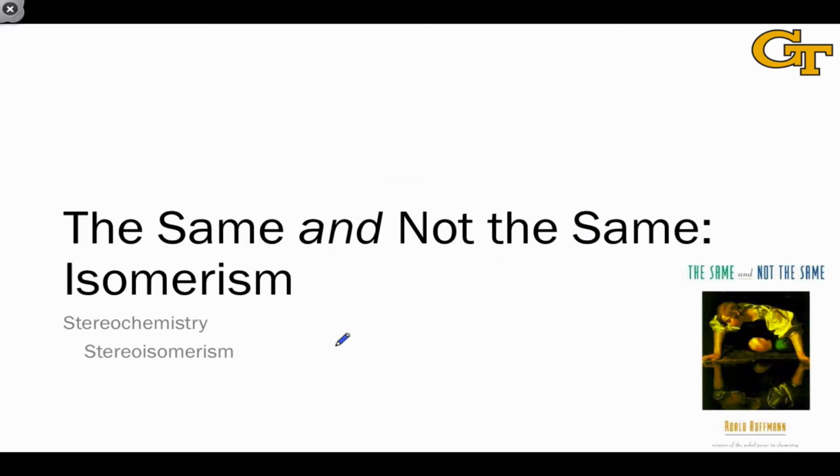One of my favorite books about chemistry is called The Same and Not the Same by Roald Hoffmann, and the image on the cover is a suggestive image of a man looking at his reflection in a lake. The implication here being that the man and his reflection are the same in some respects and not the same in others. And this is the essence of the isomeric relationship in chemistry. Two molecules that are isomers are the same in some respects and different in others.